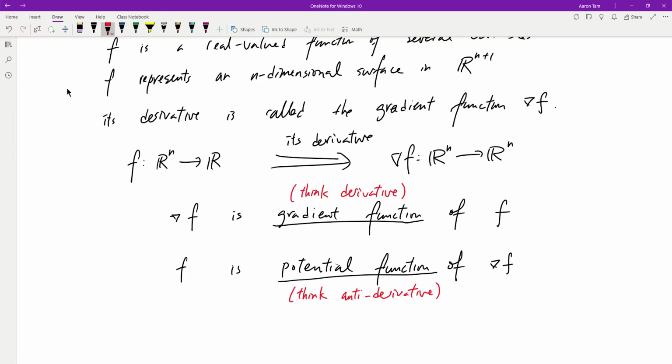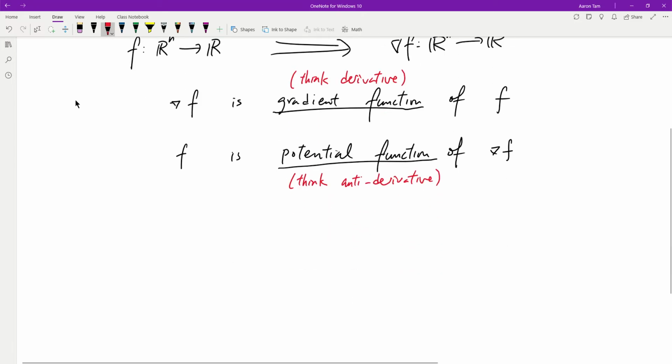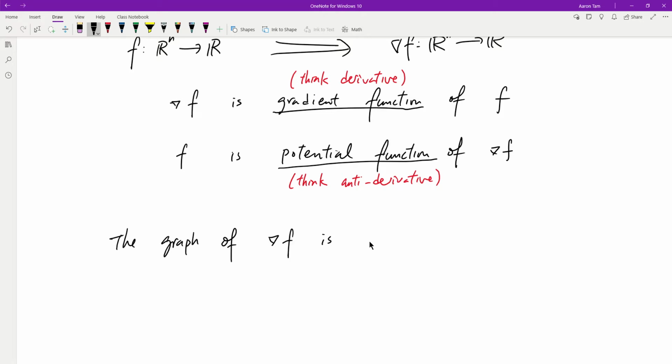But second, of course, is the following. If I do have a function f, and I have a gradient of f, is there some way to graphically represent the gradient of f? So the graph of the gradient of f can be represented using something called a vector field.